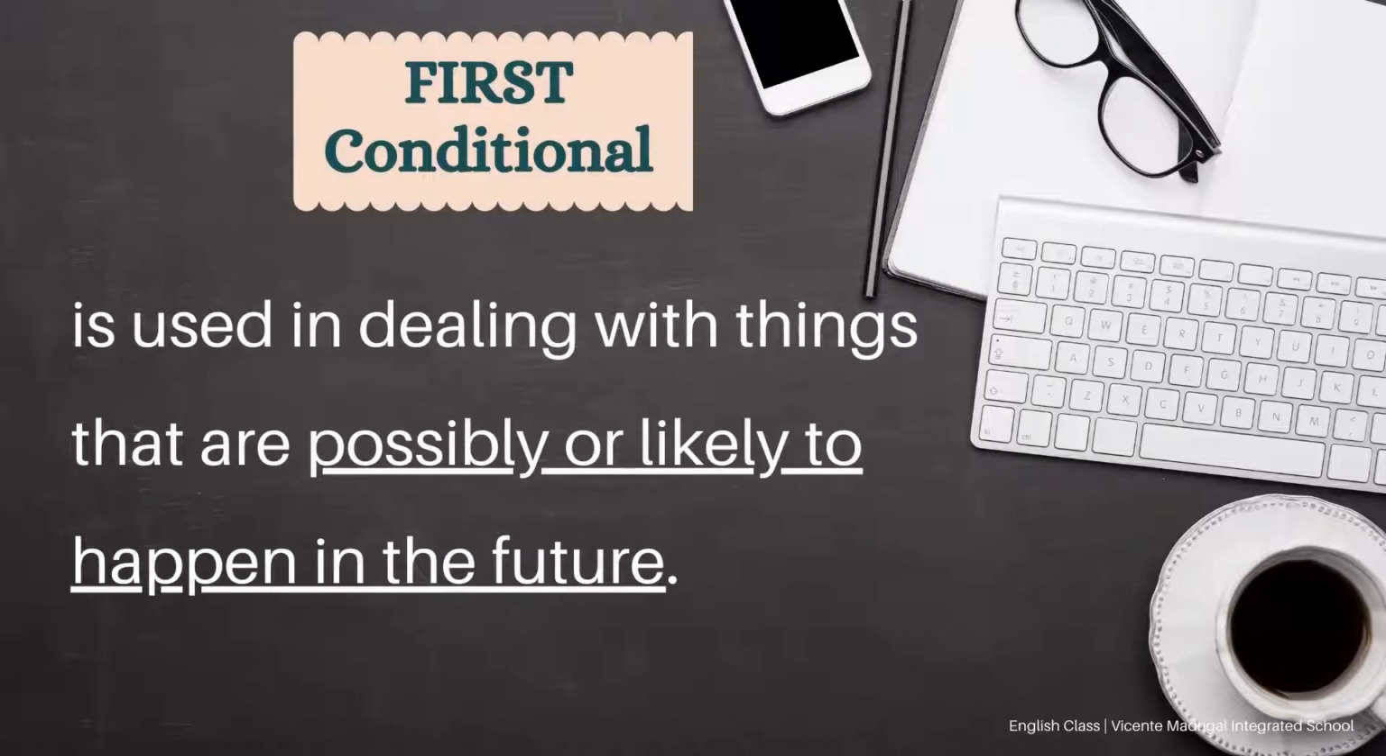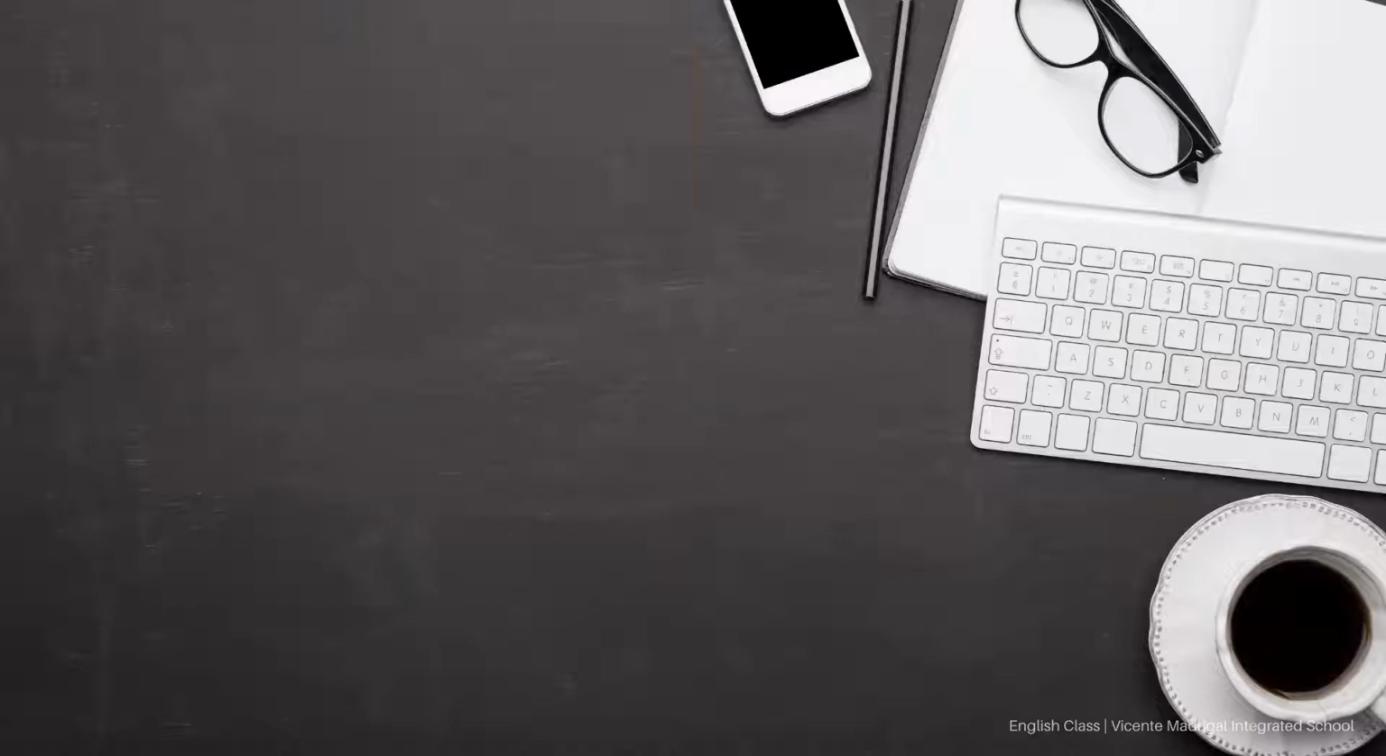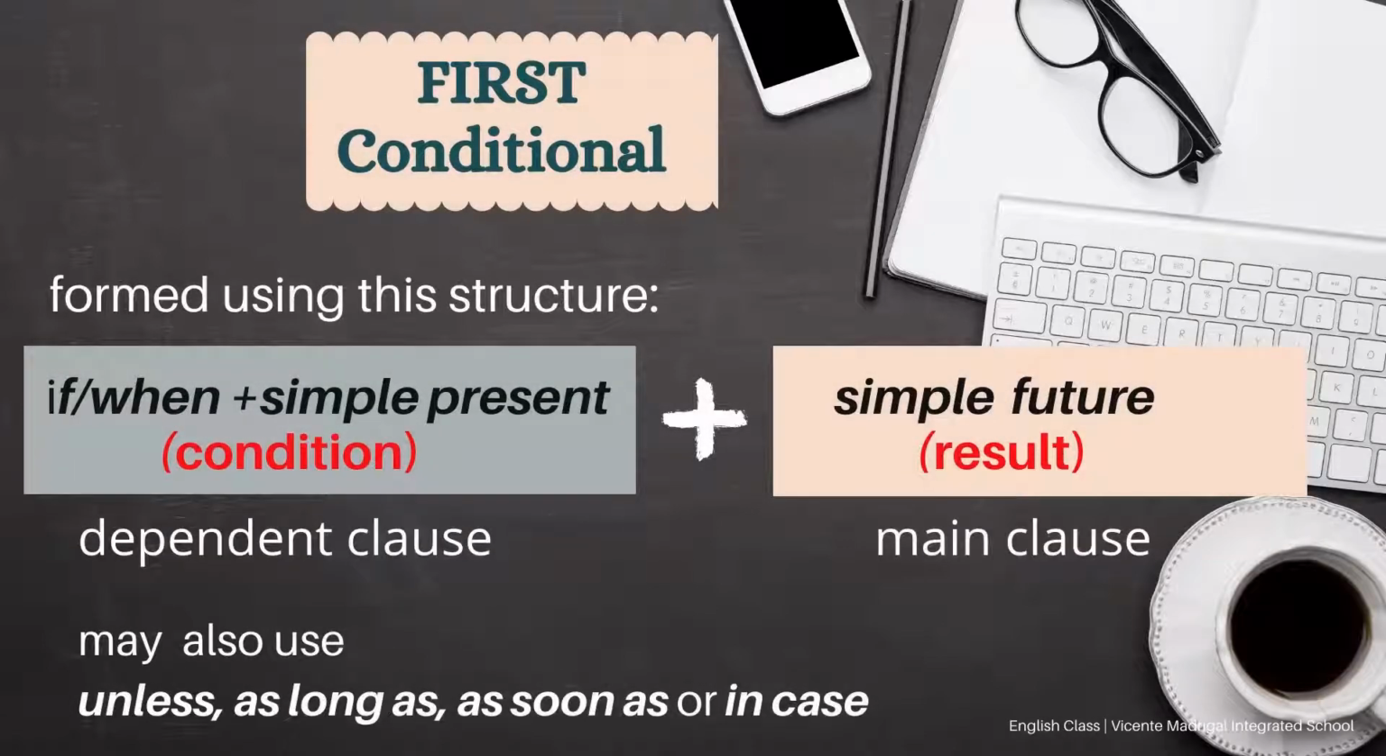The second type is the first conditional. First conditional is used in dealing with things that are possibly or likely to happen in the future. We use this type if we want to express a condition that has a high possibility of happening in the future. It is formed using this structure. The first part, the signal words if or when to form the dependent clause, plus a simple present tense of the verb to express the condition.